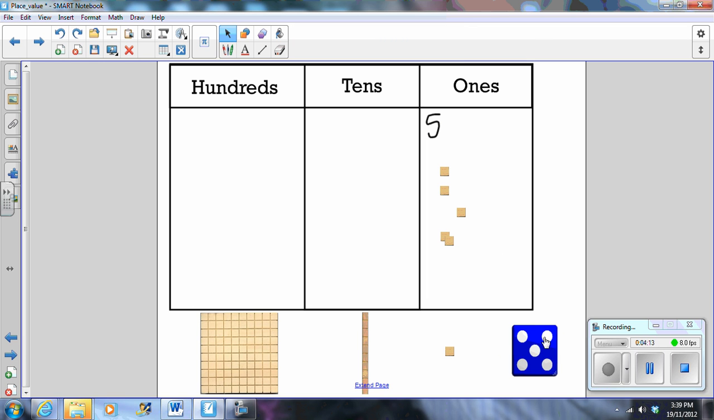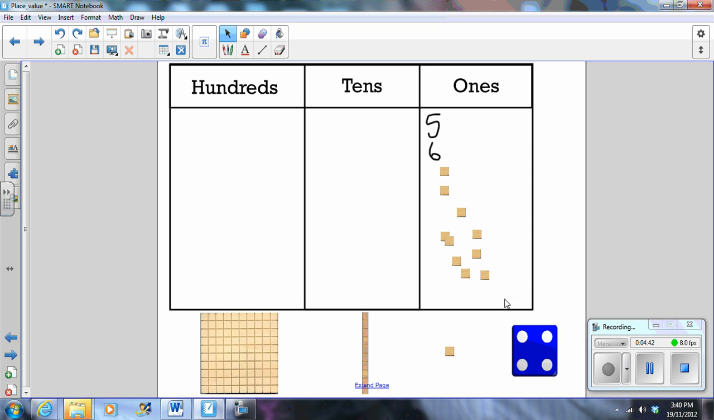Okay, let's roll the dice again. I've got 1, so how many in total do I have? I have 6. Let's roll the dice. 4. 1, 2, 3, 4. Now I wonder if I have 10 or more. Let's have a count. 1, 2, 3, 4, 5, 6, 7, 8, 9, 10.